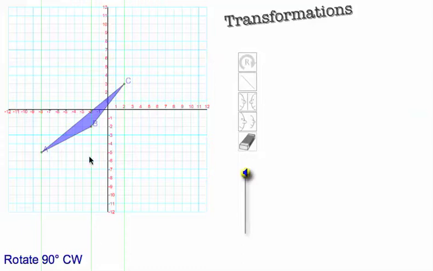Hi, here's a level 5 rotation. We are rotating 90 degrees clockwise. So, what does that mean? Let's click on the shape.